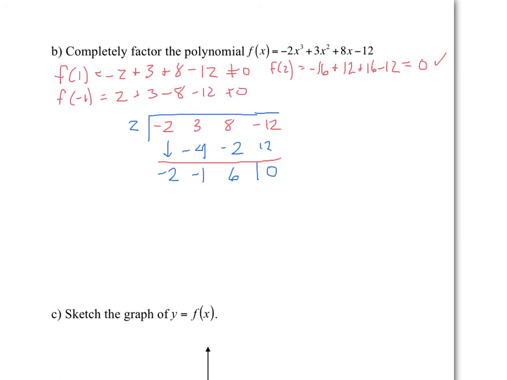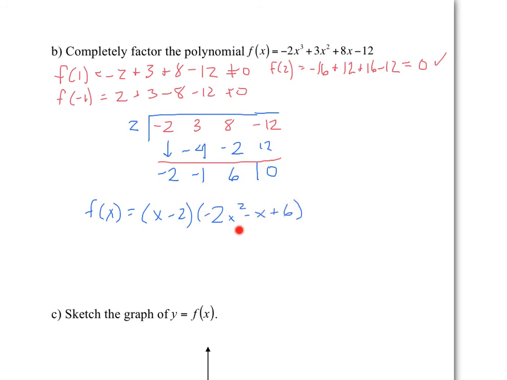So our function f of x will now be equal to the factor we found. So this is 1, 0. Therefore, x minus 2 is one factor, right? And then the remainder of this is over here. So negative 2x squared minus x plus 6.